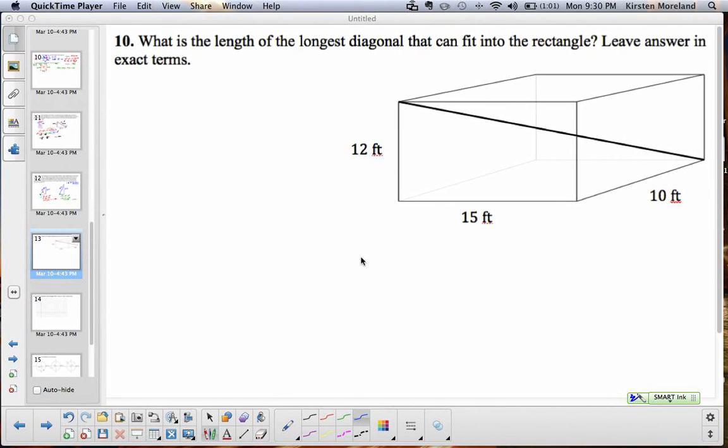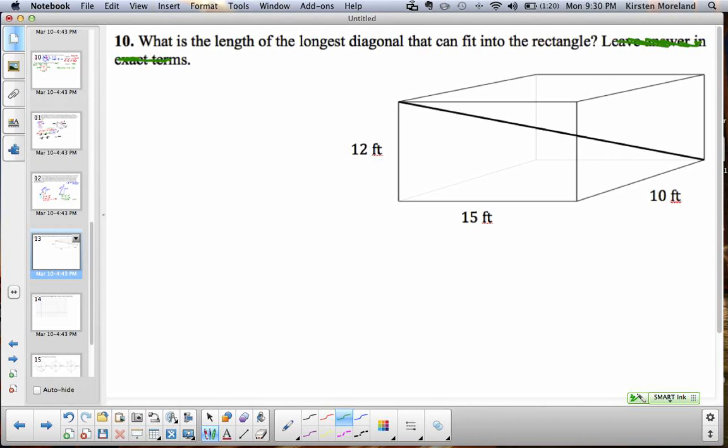All right, on to the fourth and final page of the review, and we only have about 3 problems to go. So this one says, what is the length of the longest diagonal that can fit into the rectangle? Leave in exact terms. I'm going to tell you this is a terrible one to leave in exact terms because it actually can't be simplified when you get your answer. So if you were a little confused on how you could simplify the number you got, you can't.